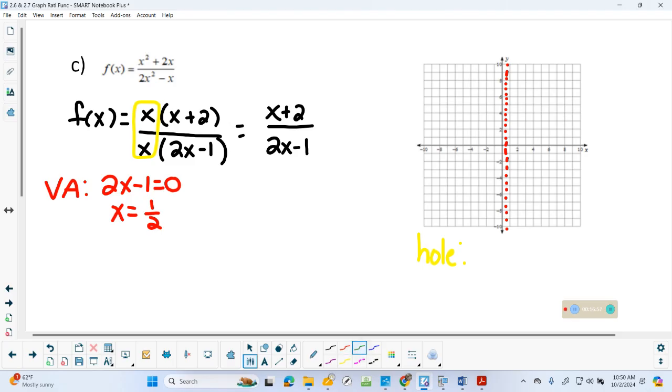Okay. All right, let's do the horizontal. Now, horizontal is where you compare those exponents, the degrees. We have x to the first, x to the first. So when they are the same, it is the lead coefficients over each other. The lead coefficient in the numerator is 1. Lead coefficient in the denominator, 2. Man, another fraction. Who made this problem?